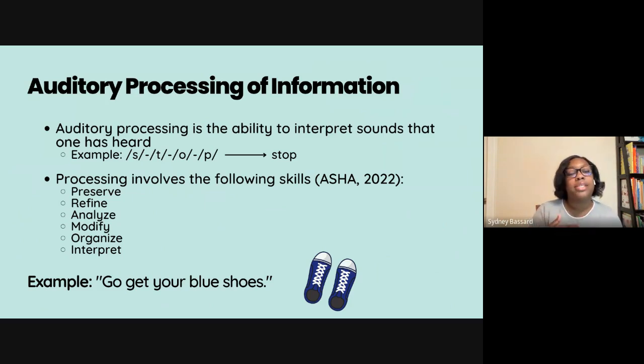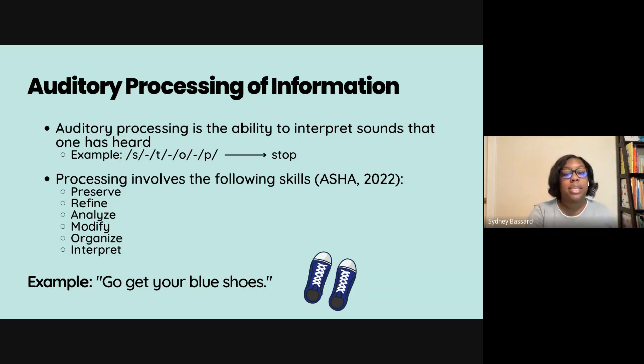So when we're auditory processing information, it requires that we are preserving what we heard, that we're refining the things that we've listened to, we're analyzing it within our brain. If we have to modify what we heard at all, we're doing that, organizing it into different categories for how we process language, and then we're also interpreting that information as well. Because we have to know what's being said to us.